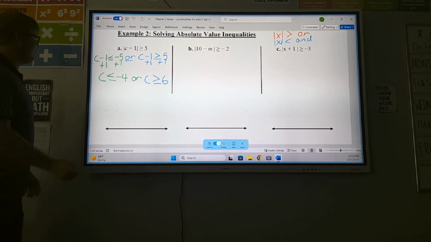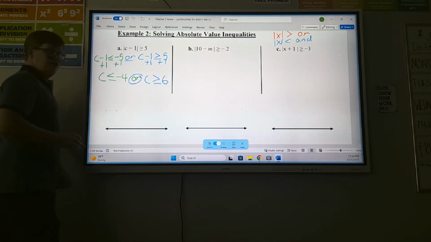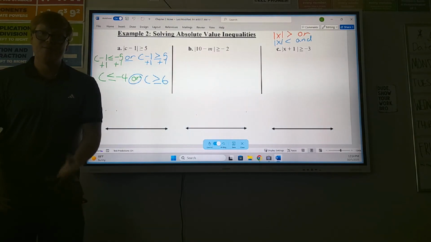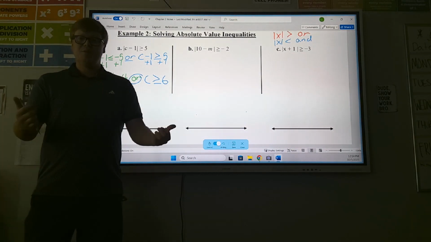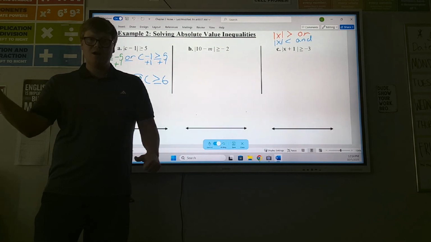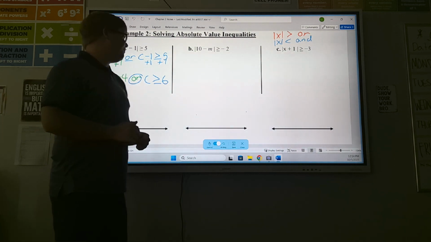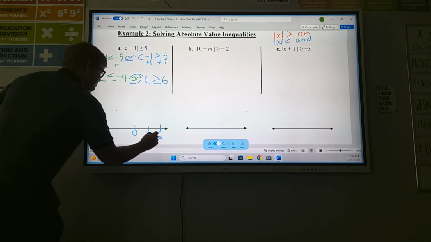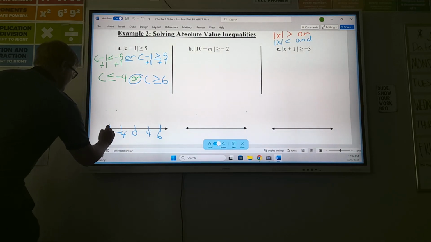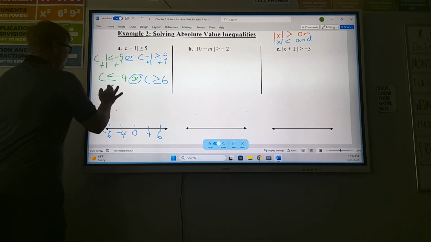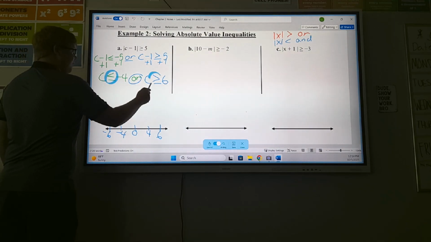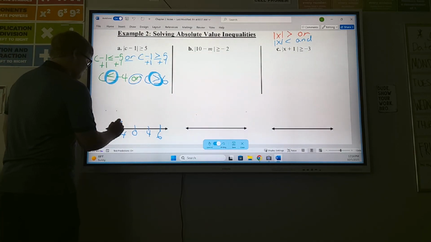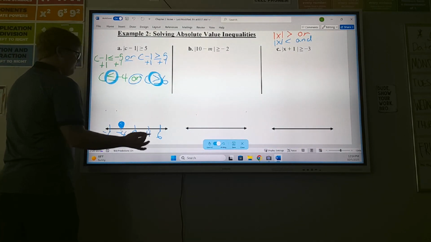Now we graph it. And again, this is an OR compound inequality, which means our OR graph is always apart. Remember the reference that I made in class last week? If it's peanut butter and jelly, they go together. If it's peanut butter or jelly, they go apart, right? So when we graph, we have 0. Let's put our 4, our 6, with our negative 4, and our negative 6. These two inequalities tell us that they're closed circles. We have a closed circle on negative 4. We have a closed circle on 6.